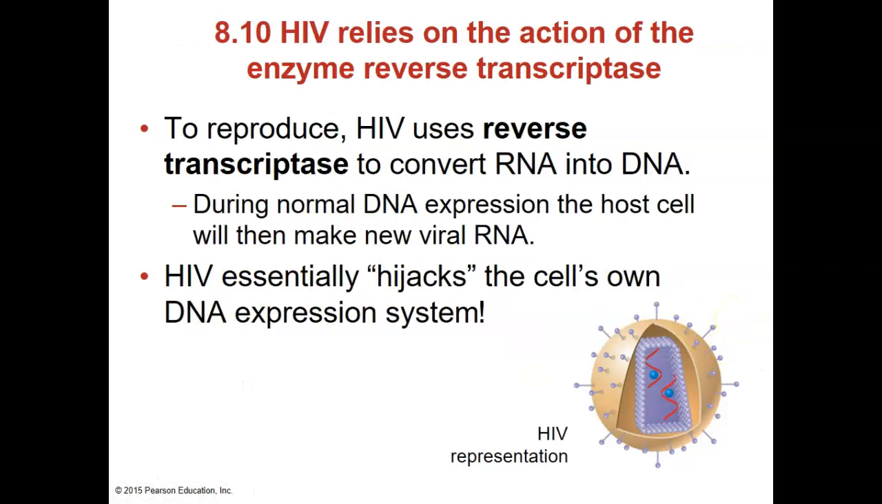A virus such as HIV uses reverse transcriptase to convert RNA into DNA using the host replication machinery. During normal DNA expression, the host cell will then make new viral RNA. The host will not recognize whether the DNA comes from the virus or from the host itself.